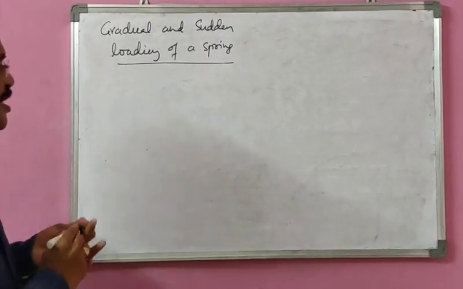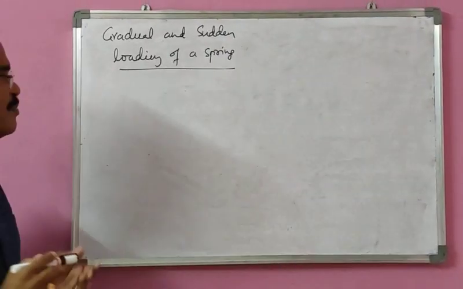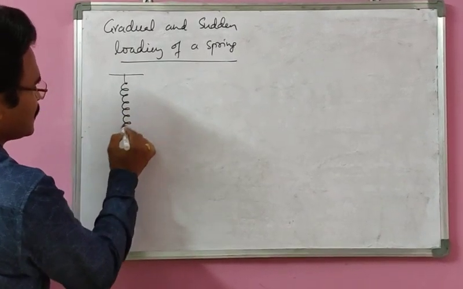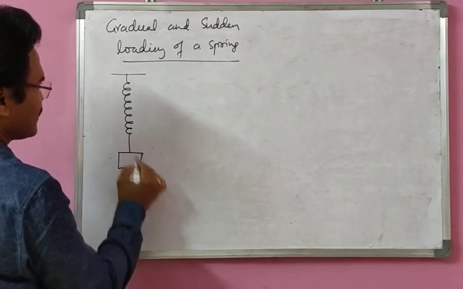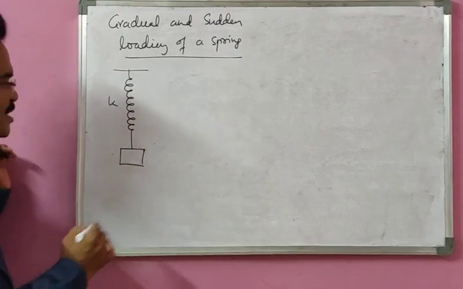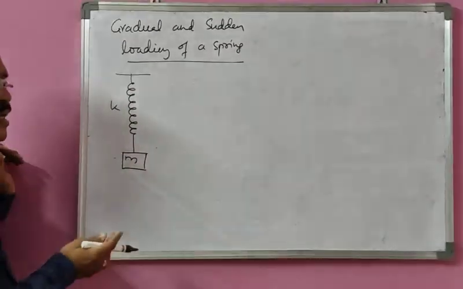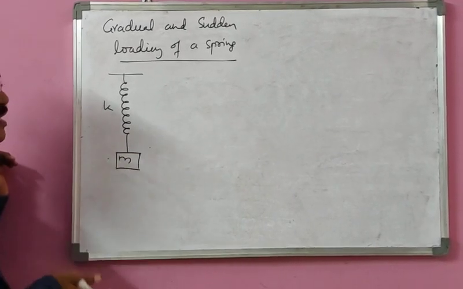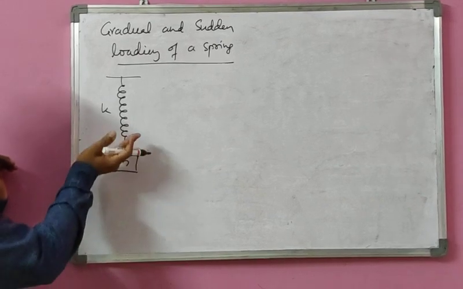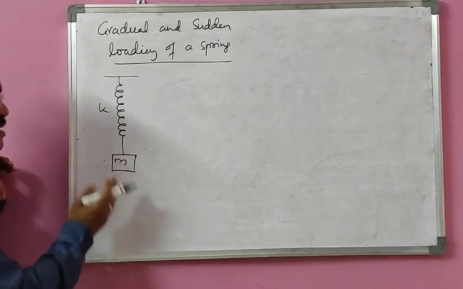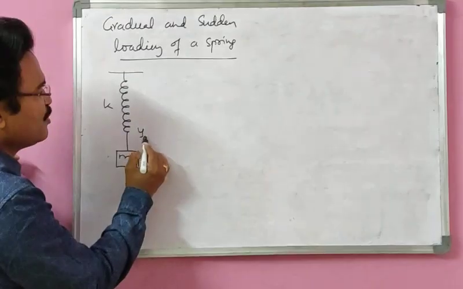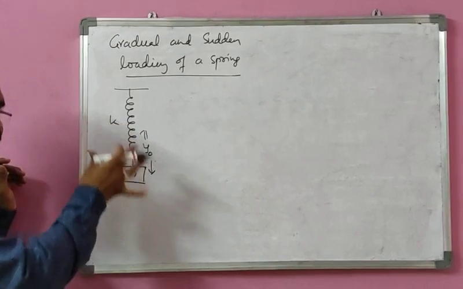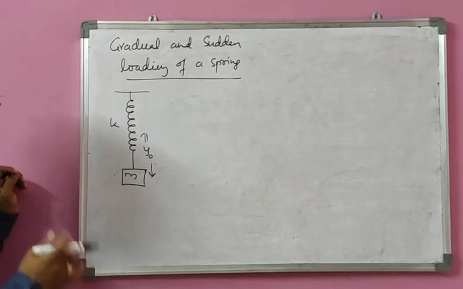Gradual and sudden loading of a spring. So what does it mean actually? Let us take a spring of constant K, and the free end is attached with a mass M, and slowly it is allowed to go down by placing the finger at the bottom of the block. That means slowly it is allowed to go down. Let us consider it extends by an amount y naught. The elongation produced is y naught. This is called the gradual loading of the spring.